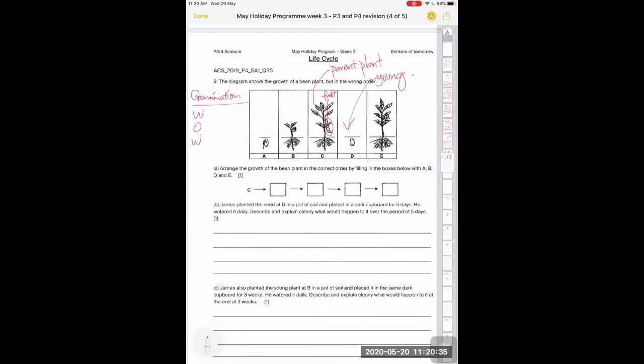So the answers for A will be your DABE. So once you follow the sequence of the young plant, then you just get your answer. And then you realize that after E, you will go back to C again. The young plant becomes an adult itself again. Then it'll bear fruit, then it'll repeat the whole process. So this will become a life cycle.